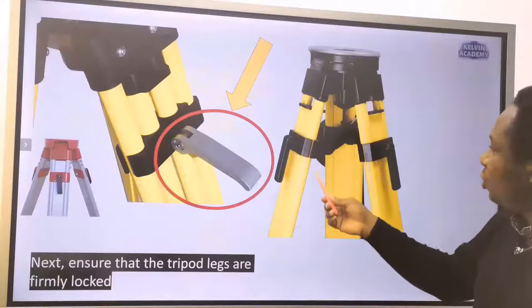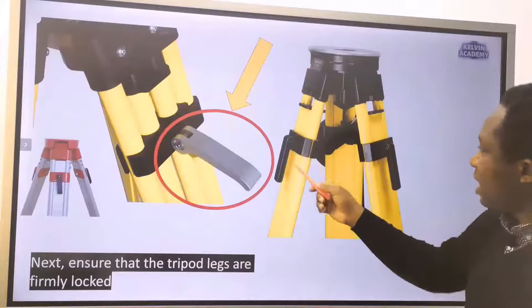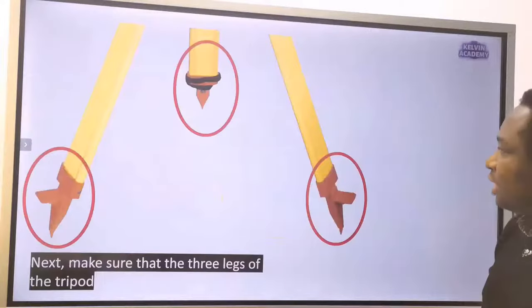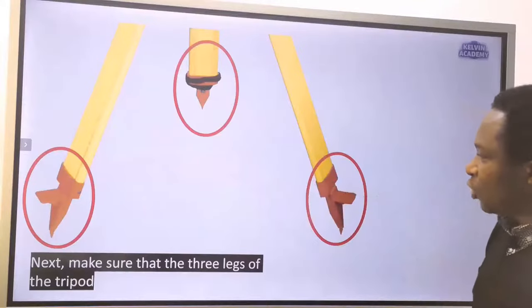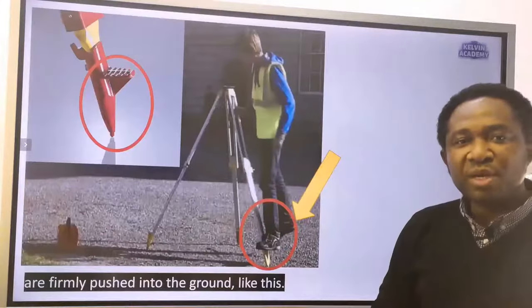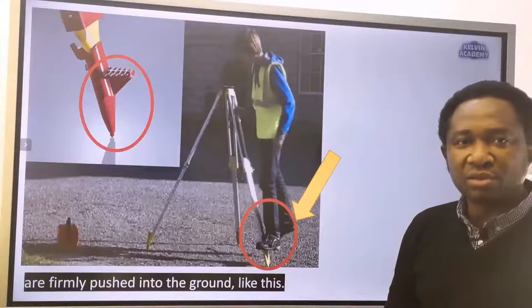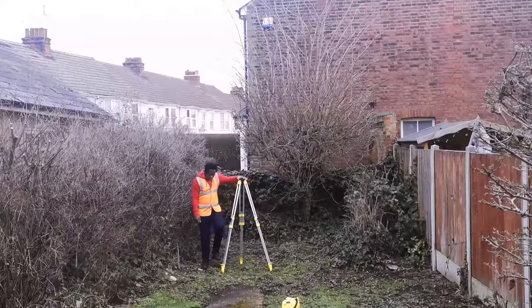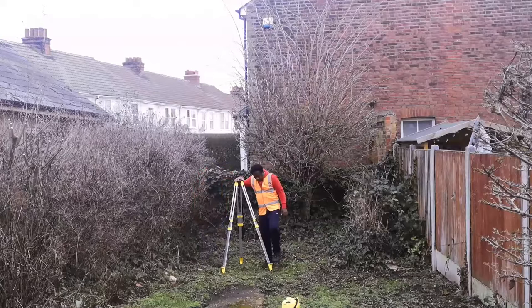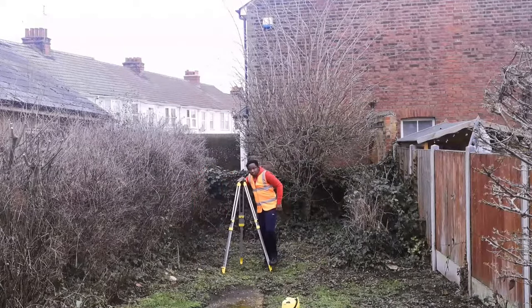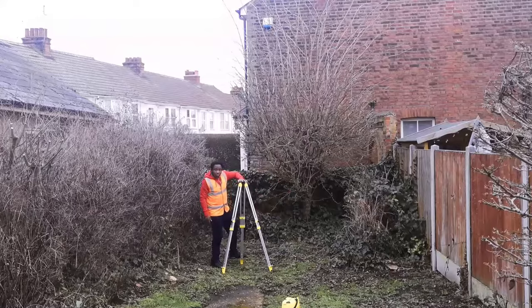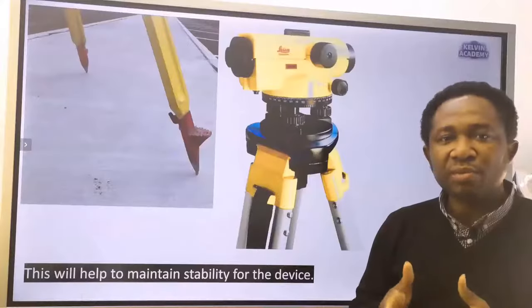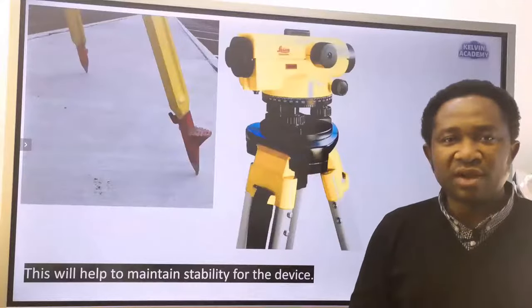Next, ensure that the tripod legs are firmly locked. Next, make sure that the three legs of the tripod are firmly pushed into the ground, like this. This will help to maintain stability for the device.